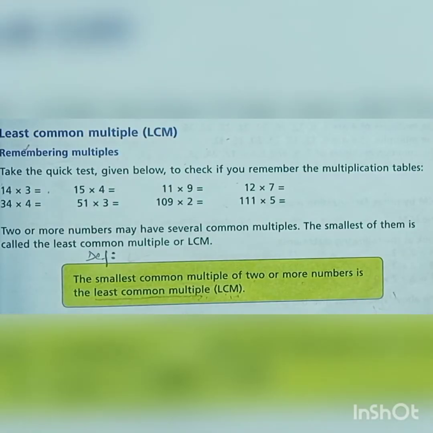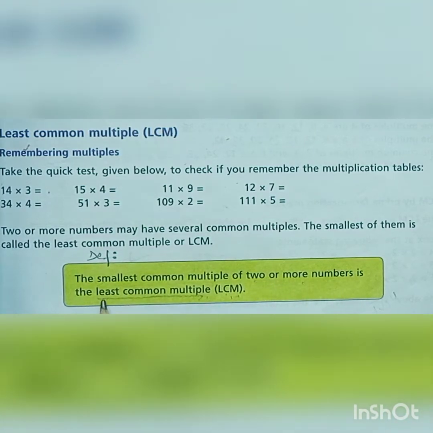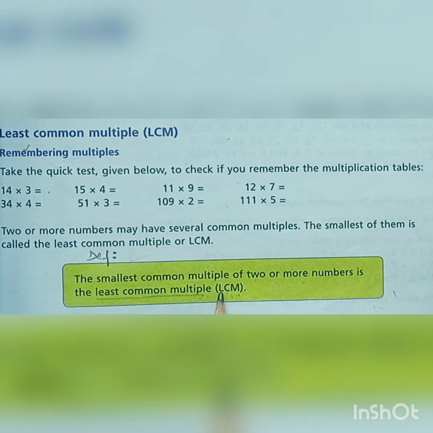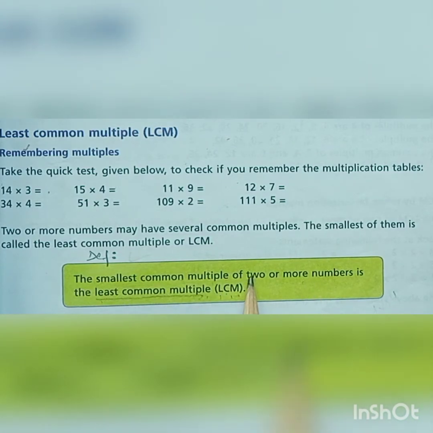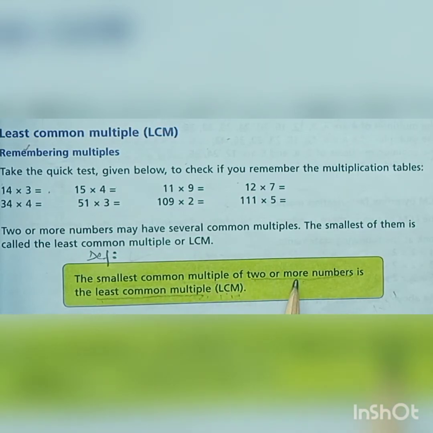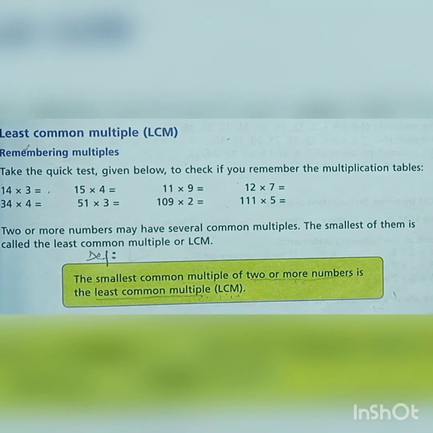What is LCM? The least common multiple. The smallest common multiple of two or more numbers is the least common multiple, LCM. If you have to find the least common multiple of two or more numbers, then you have to firstly find the common multiples of those numbers. Simply, the smallest common multiple is called the least common multiple.